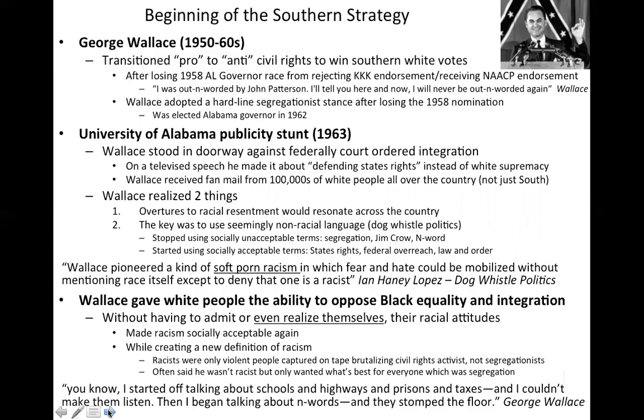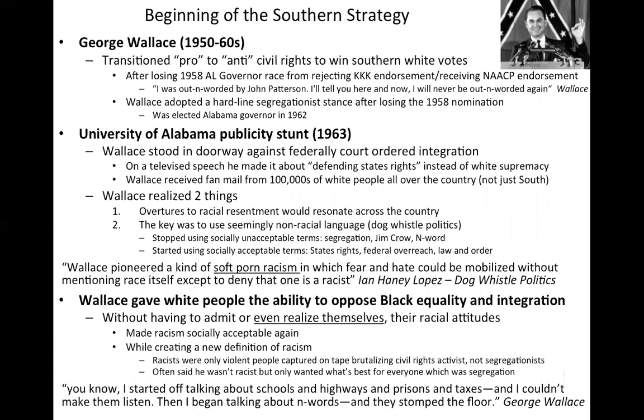His opponent was a super openly racist candidate, John Patterson. Right before his concession speech, he realized he lost and said, "I was out-N-worded by John Patterson. I'll tell you here and now, I will never be out-N-worded again." And then in '62 he runs again for Alabama governor. He takes a whole hardline approach on segregation. He's basically anti-integration, with a pro states' rights platform, and he wins the Alabama governorship.